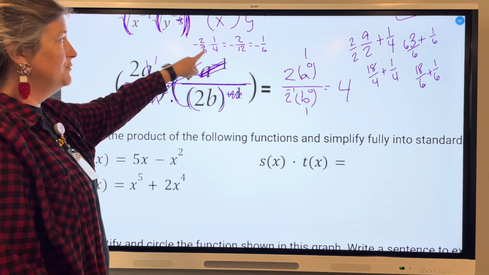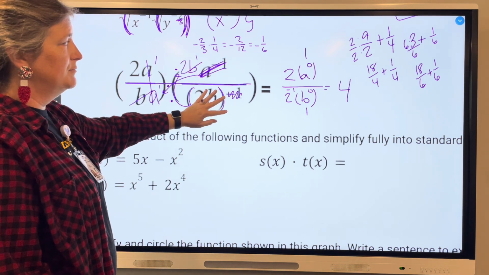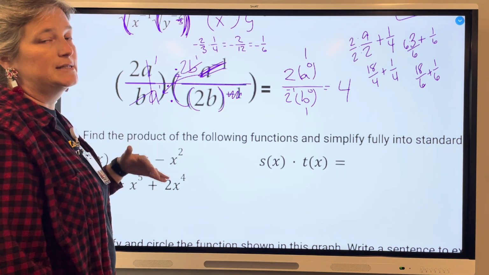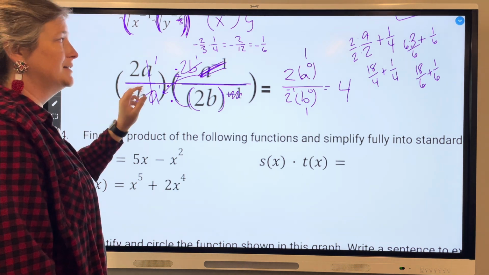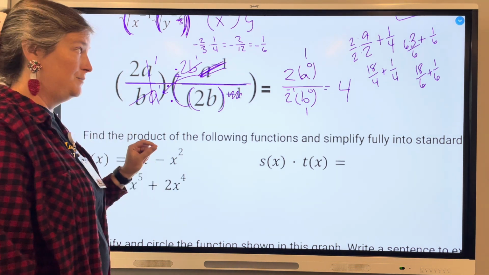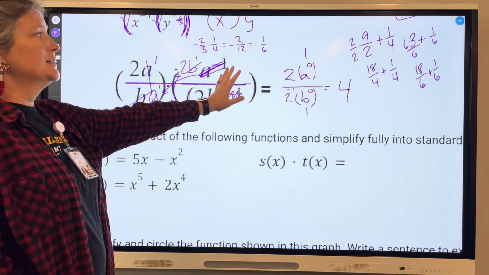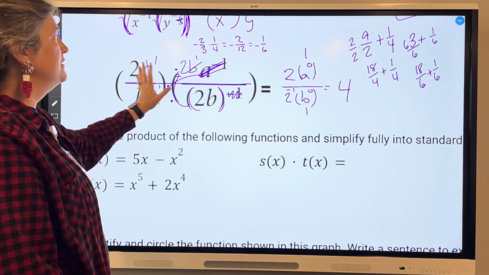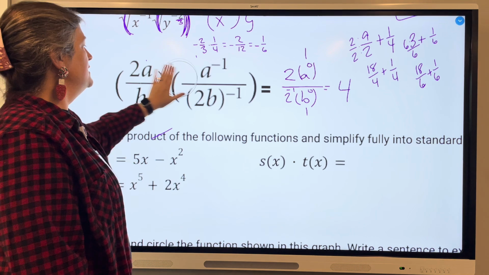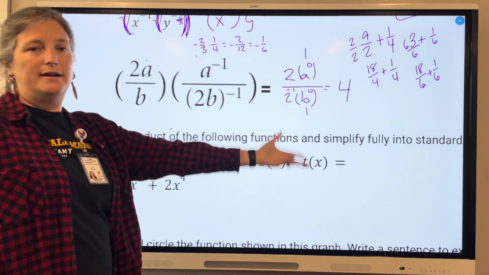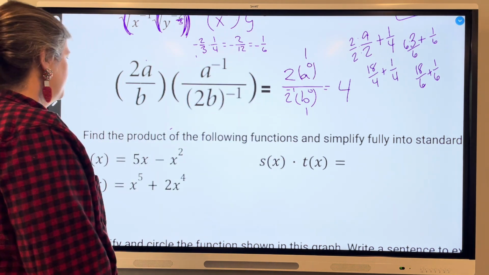A can't be 0 because this is technically a denominator being raised to the negative 1 power, and b can't be 0. So the domain of the situation is a can't be 0 and b can't be 0. But otherwise, no matter what they are, the value you'll get from this expression, which is too messy to see, is 4 every time. Crazy.